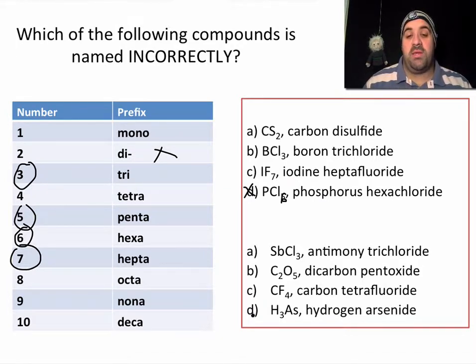Again, the last one is wrong. Hydrogen arsenide, well, the arsenide is fine, there's 1. What about the hydrogen? We have 3, so we didn't write trihydrogen arsenide, so we need to put a little tri in front of this. Or as this is written now, this would be just HAs.